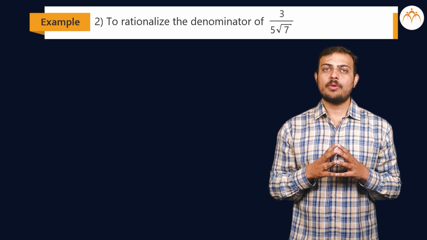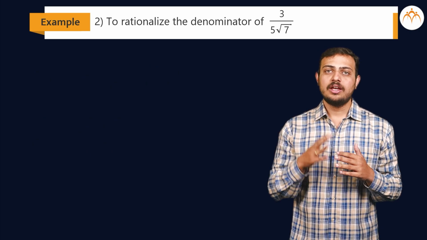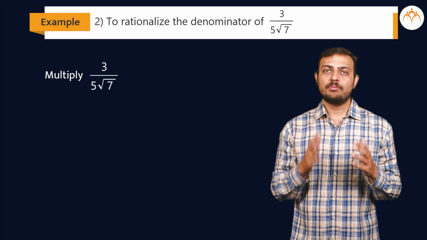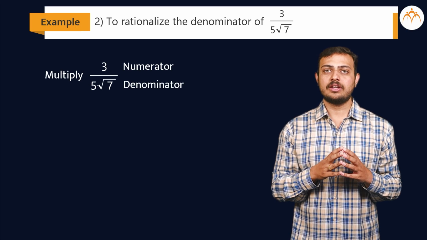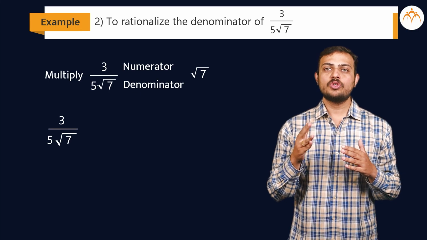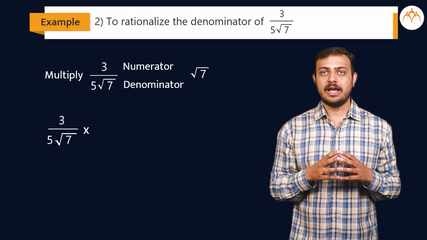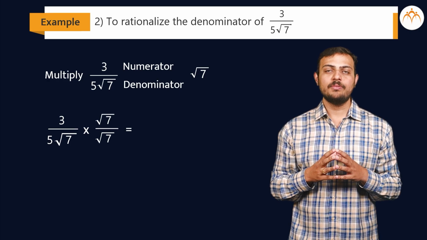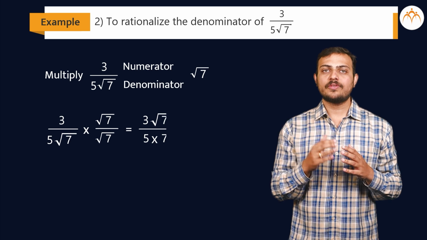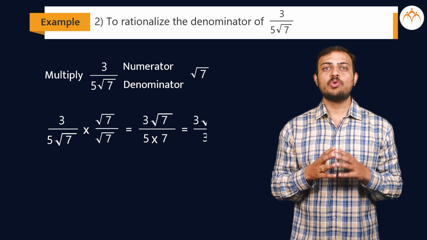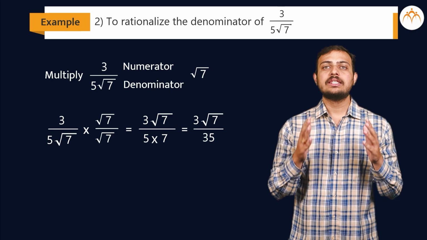To rationalize the denominator of 3 upon 5 into square root of 7, let's multiply both the numerator and the denominator by square root of 7. 3 upon 5 into square root of 7 multiplied by square root of 7 upon square root of 7 is equal to 3 into square root of 7 upon 5 into 7 equal to 3 into square root of 7 upon 35.